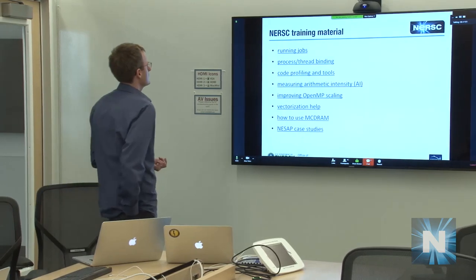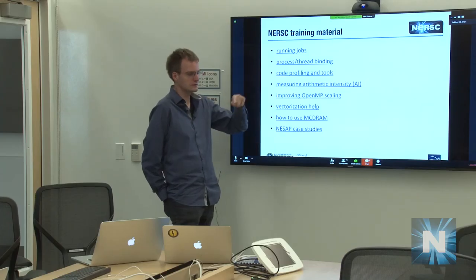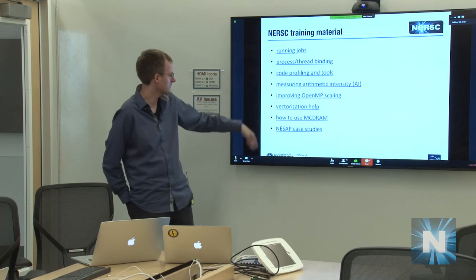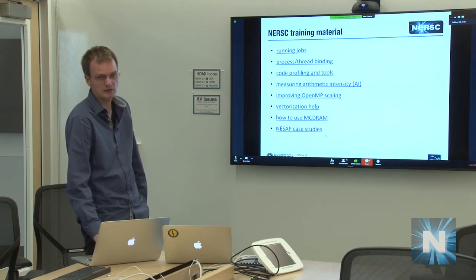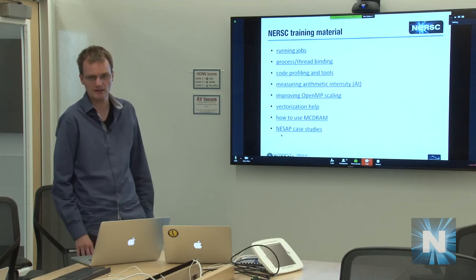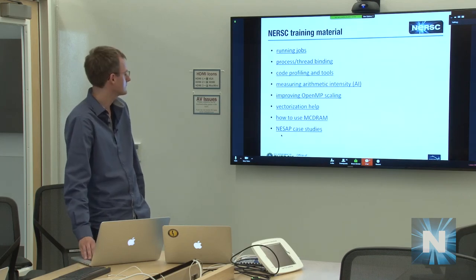So we have a lot of training material. All of these are hyperlinks, for running jobs, how to do the thread binding, for code profiling and tools. We have a lot of tools to offer. How to measure the arithmetic intensity: we have a set of scripts which grab the output of VTune and SDE and just give you the numbers you're interested in, so that you don't need to go through the GUI and look for that. And how we can improve OpenMP scaling, vectorization, MCDRAM, and also, very important, please look at the case studies. You might have a code which is very similar to a code we already optimized, especially if you're doing something like stencil-based work. Definitely look into the case studies and maybe in the literature. There are a lot of different things around which can really help you to optimize that. Yeah, thank you.